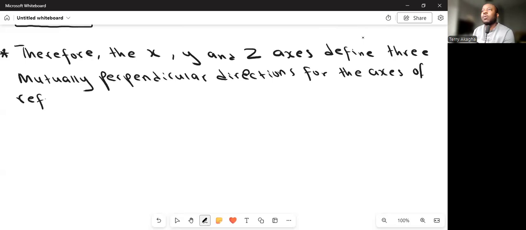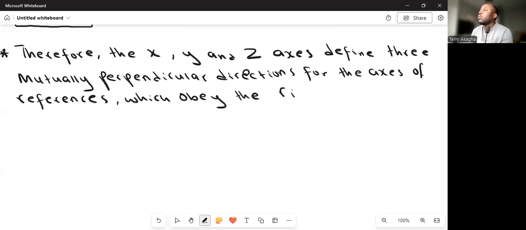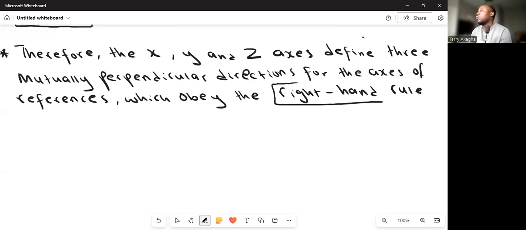Some people call it the right-hand rule. We'll talk about that later. So basically, they obey the right-hand rule. Okay, good. So let me see if I can diagrammatically show you this.